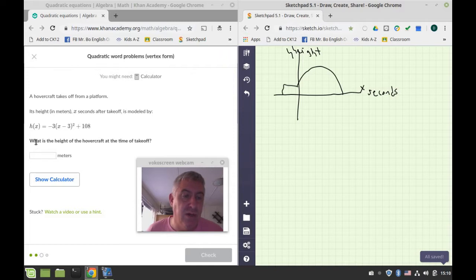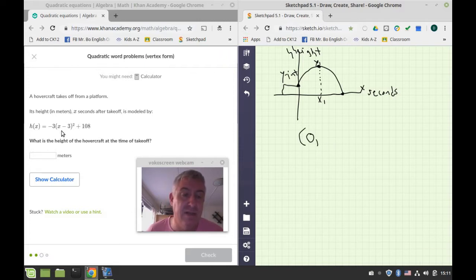So the question is, what is the height of the hovercraft at the time of takeoff? And again, we've only got 4 questions they're really going to ask, because we've only got 4 really interesting points right here. We've got our highest value, and the time when it's the highest. When does it get back down to 0, and where does it start? So this is at the time of takeoff. This is asking us, where does it start? So it wants the y-intercept. And the height at the time of takeoff, height at the y-intercept, what do we know? We know that x is 0, and we want to know y.